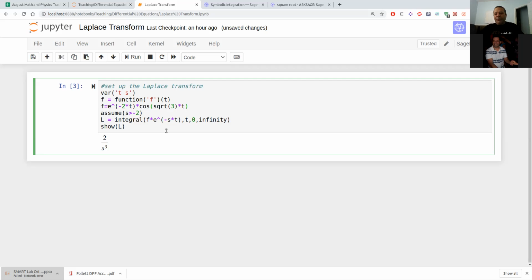Now, I don't want you to think, oh my God, what did they do before these? Before these things, students used tables to compute Laplace transforms. Okay, e to the negative 2t cosine square root of 3t, that's s plus 2 over s squared plus 4s plus 7. I'm going to write that down.